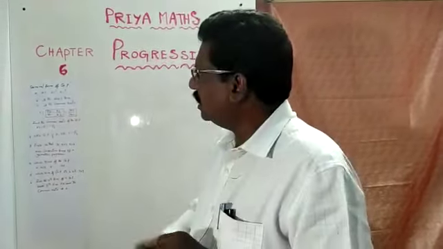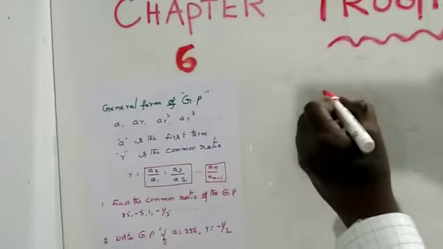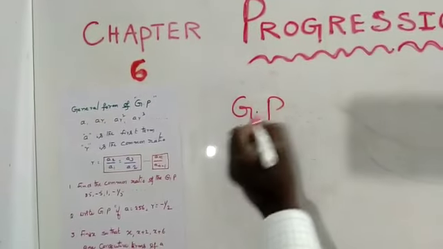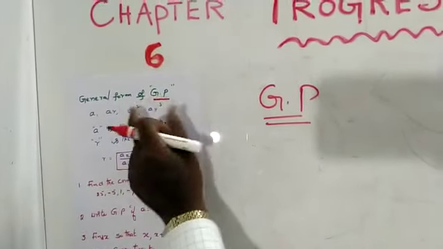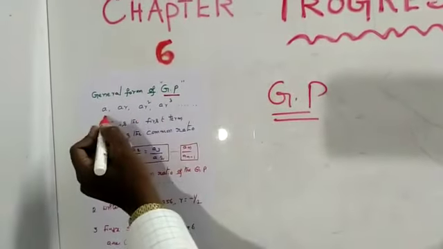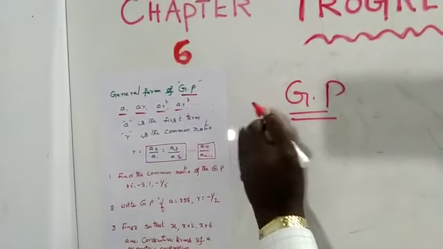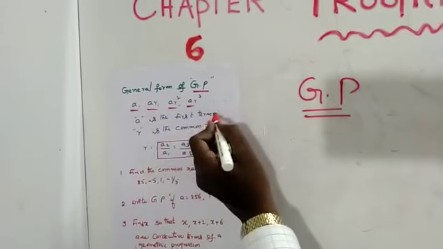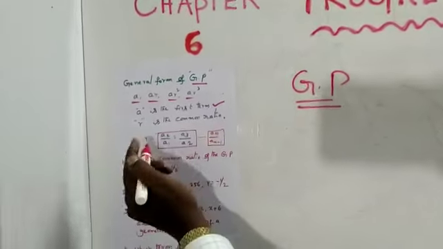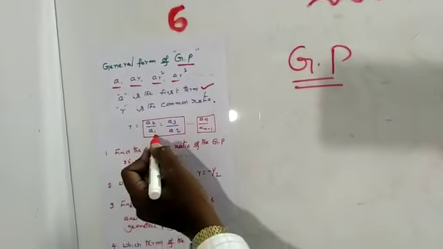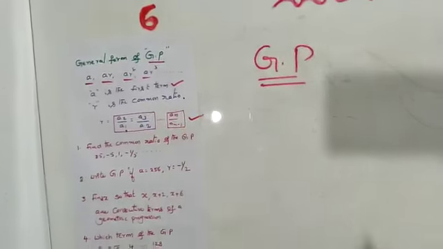Now we are going to discuss the geometric progression, denoted GP. The general form of a GP is a, ar, ar square, ar cube, and so on. Here a is the first term and r is the common ratio. How do you get the common ratio? r is equal to a2 by a1, which is equal to a3 by a2, and so on, an by an minus 1. This is the r formula.